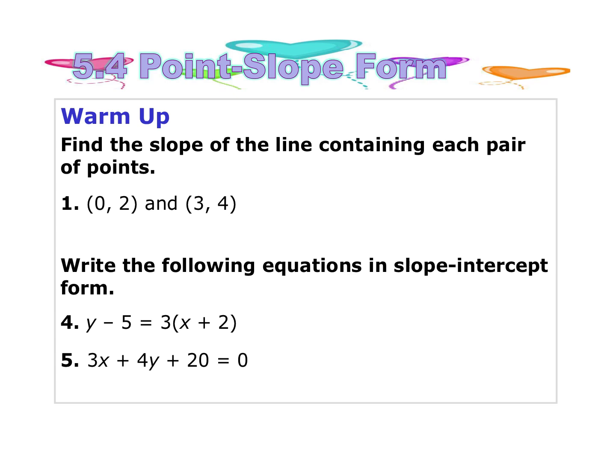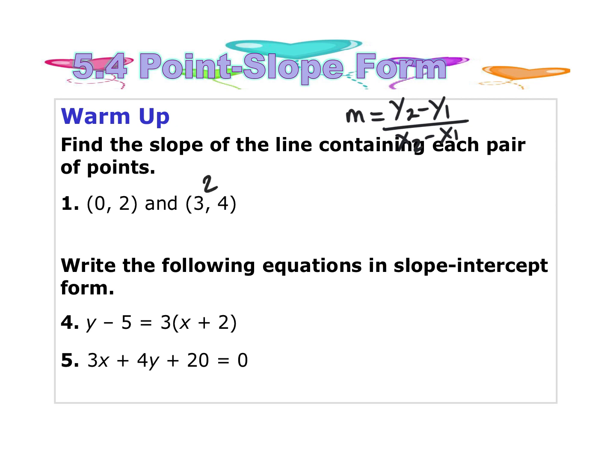Today we're going over 5.4, point-slope form. We're going to warm up with these three exercises. They want us to find the slope of the line containing each pair of points. Now for this first question, we're going to use the formula m equals y2 minus y1 over x2 minus x1.